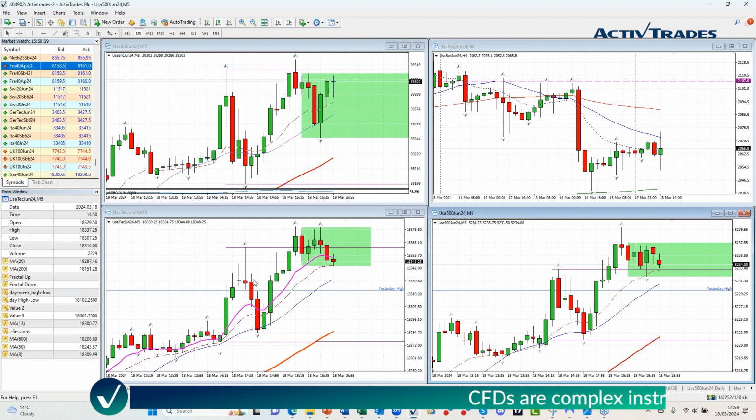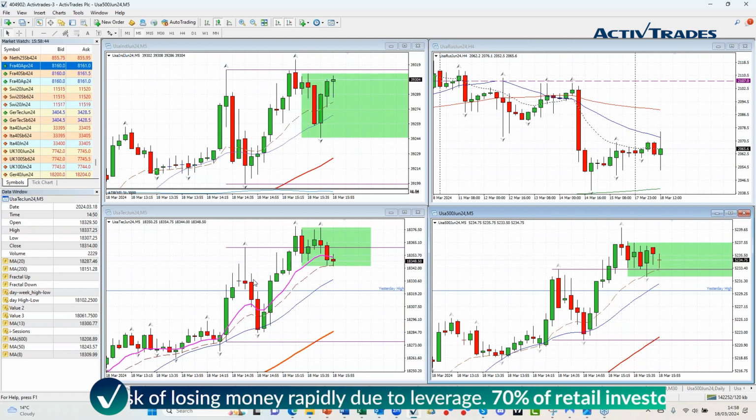Okay, ladies and gentlemen, there you go. Time flies when you're having fun. We draw that to a close for today's session. I hope you found that useful and interesting. I hope that's given you an indication of a very simple mechanical pullback trading tactic that you could take away and utilize in your own trading.